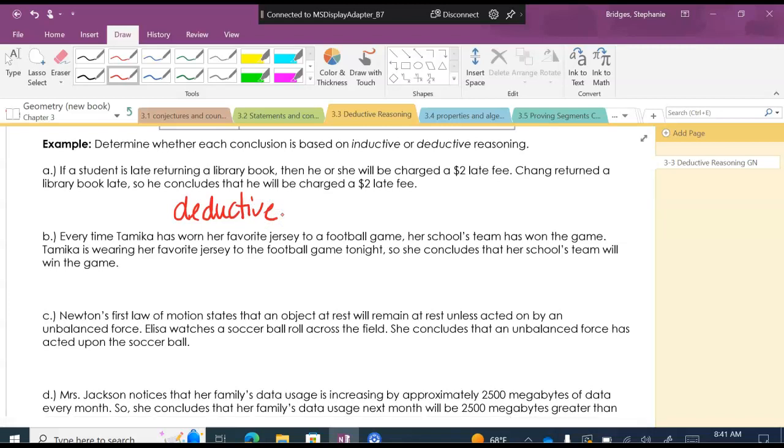So go ahead and do the same thing for B, C, and D. Read each statement. Decide, is the conclusion based off of something that was observed, or is it based off of facts, definitions, things that are proven? Deductive is based off of facts and rules. Inductive is based off of what you see, observations, patterns you see.